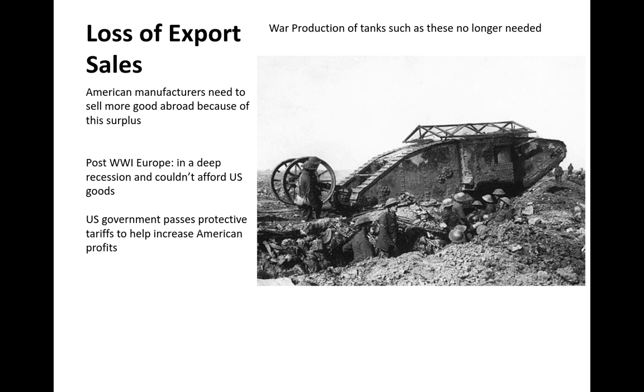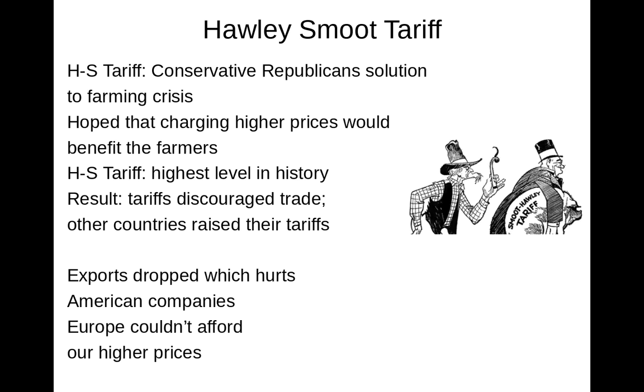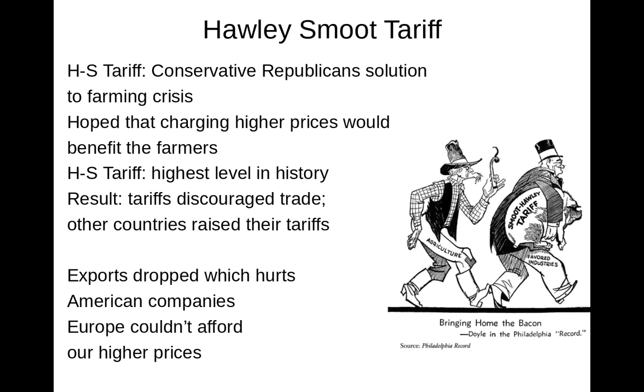And you guys should know for B that in post-World War I Europe, they were already in a deep recession. They couldn't afford U.S. goods. And the US government kind of took it upon themselves to try to help American businesses. And so what they do is they pass what's called, undersea guys, the Hawley-Smoot tariff. And over in this little pig here, it says Smoot-Hawley, but in your notes, guys, I abbreviate it as HS.